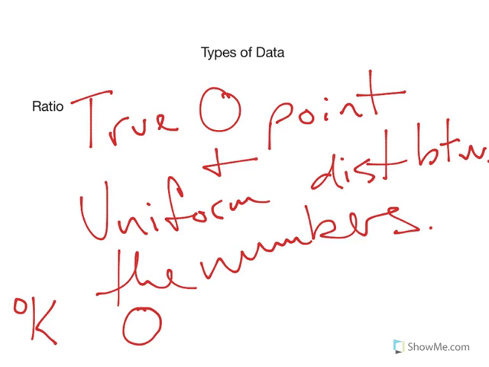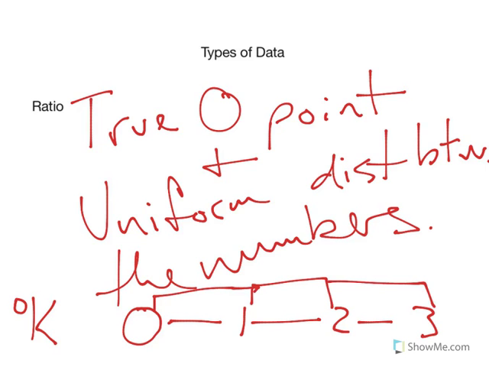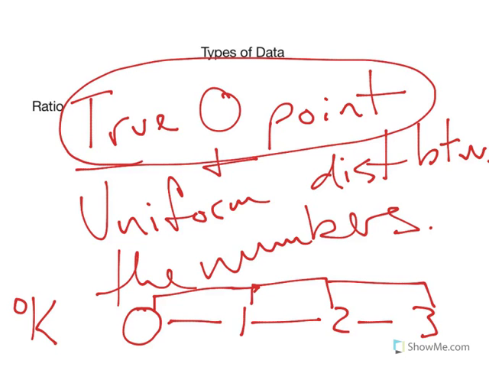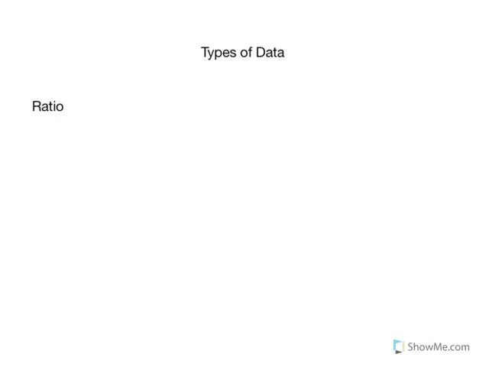This is the point at which molecules no longer move. So absolute zero. They're either moving a little, or they're not moving at all, or they're moving a whole lot. And degrees Kelvin is based off of that. So you have 0, 1, 2, 3, and so on. And there's uniform spacing between each of the points. In ratio data, because there is a true 0 point, you can do something that's really special.